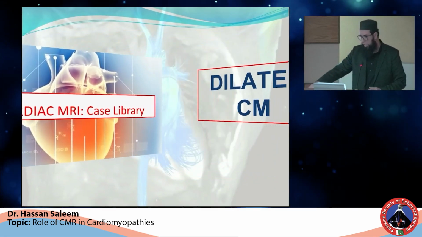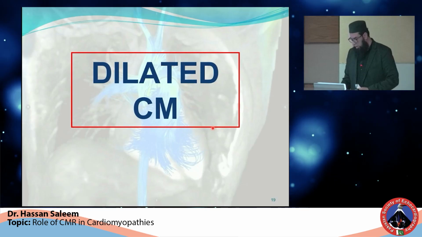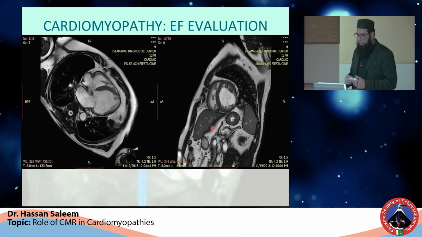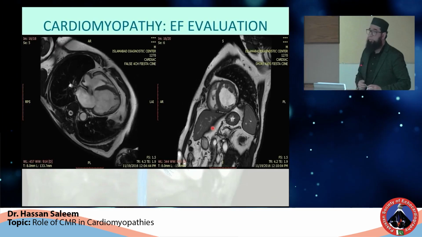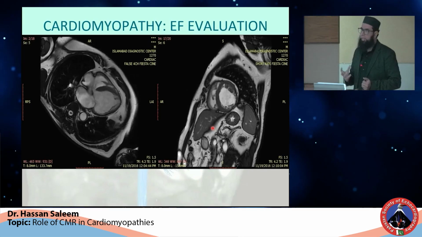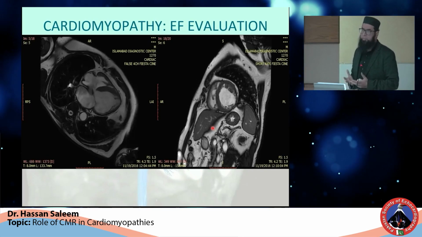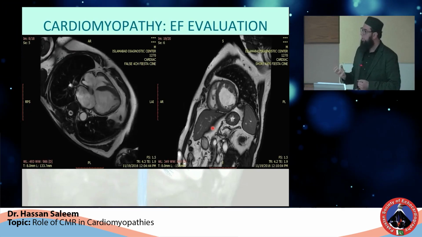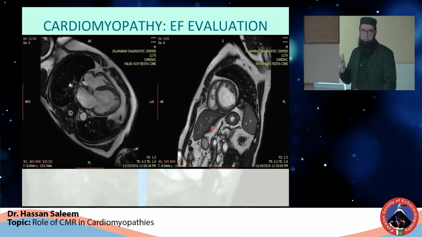So coming to the library, you can evaluate patients with dilated cardiomyopathy. You can see now the difference between a normal and abnormal myocardium. You can see the very feeble looking heart, very slow moving heart, and the ejection fraction is really down, around 15%.